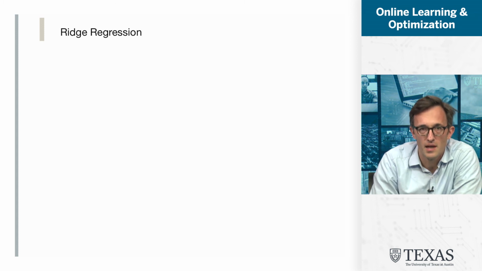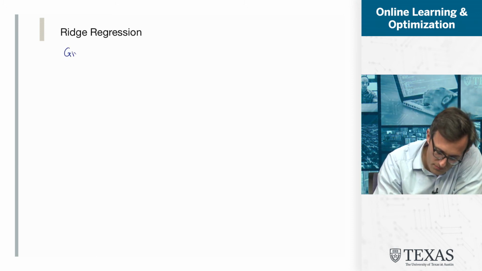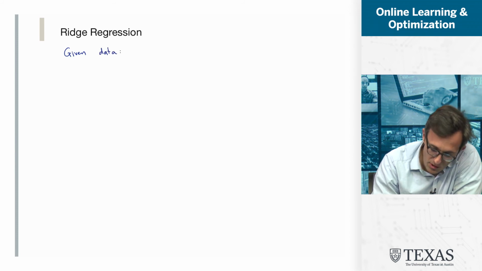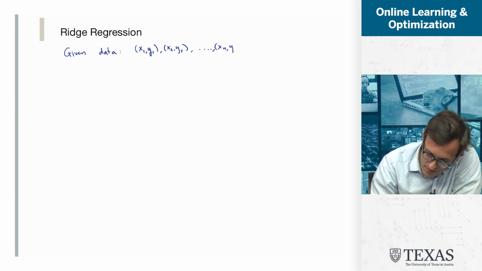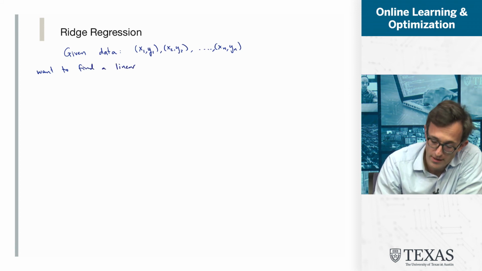Ridge regression comes from the simple problem of trying to fit a line to a set of points. So given data, x and y, x1, y1, x2, y2, and so on, I want to find a linear relationship between x and y.